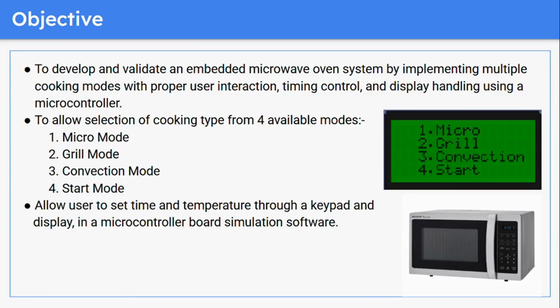The objective was, as I mentioned earlier, to develop an embedded microwave oven system by implementing multiple cooking modes with user interaction, timing control, and display handling. There were 4 available modes: micro mode, grill mode, convection mode, and start mode. The user is enabled to set the time and temperature through a keypad and display in a microcontroller board simulation software.